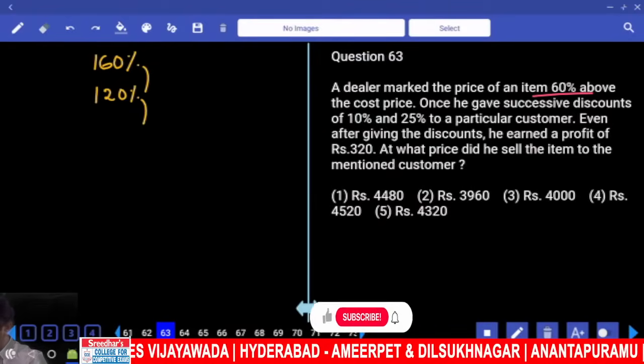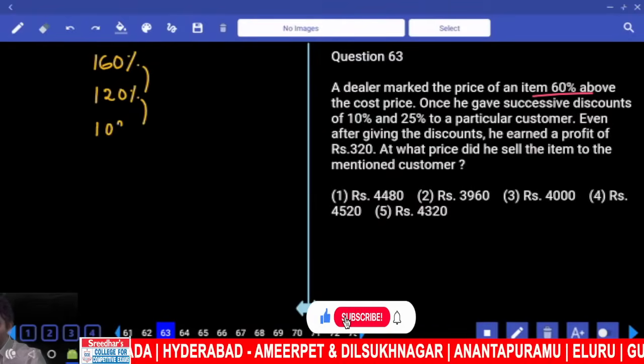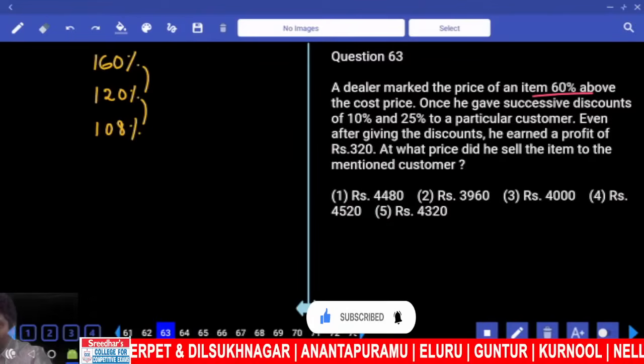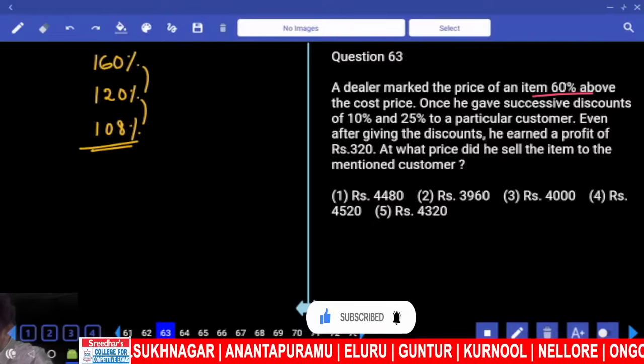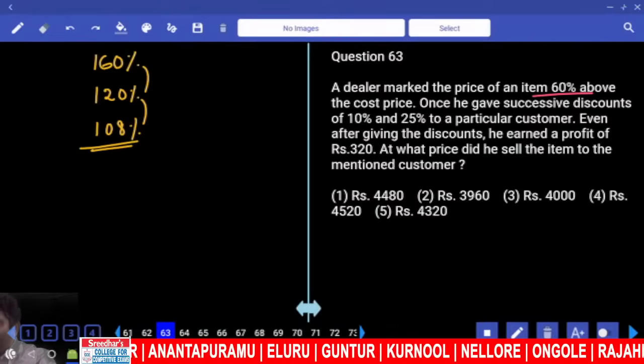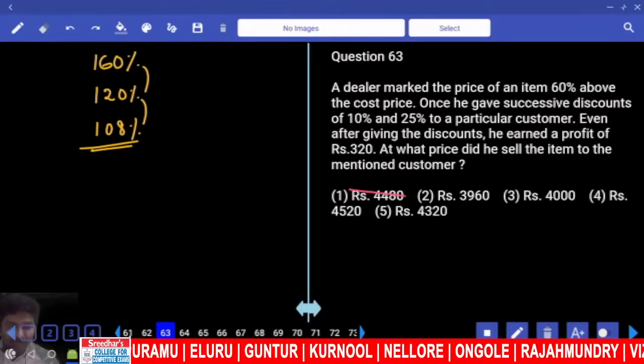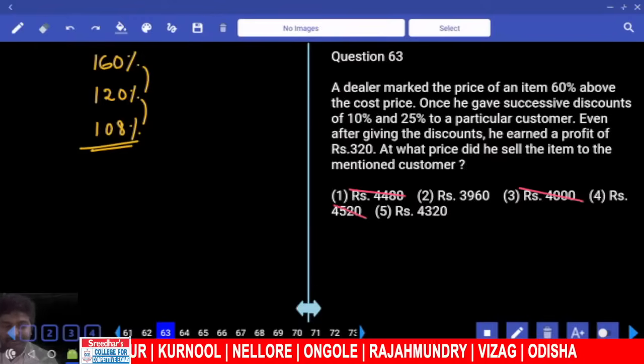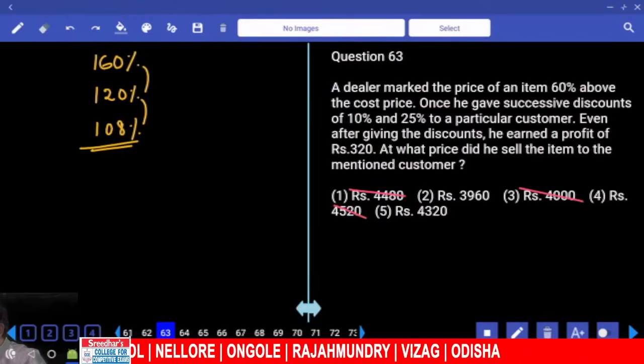Now 10% is 12, which is 108%. Stop and try to answer the question. Finally, we need to calculate 108% only. The answer should be a multiple of 9. Can it be the first option? No. Second? Yes. Third? No. Fourth? No. Fifth? Yes. Two options are there.